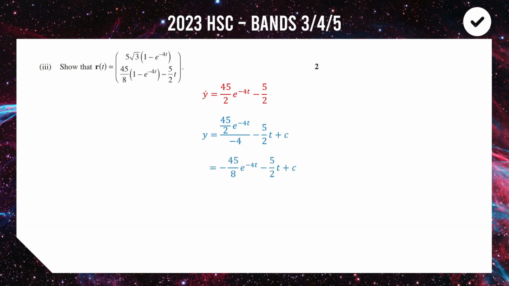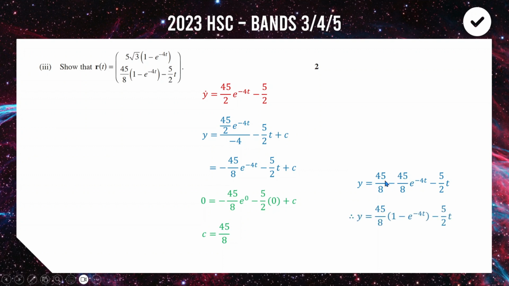Let's figure out what our constant is by using our initial conditions, which is that when t is equal to 0, we are at the origin, so y is equal to 0. So the 5 over 2 t is going to vanish away. E to the power of nothing is equal to 1, so we're going to get just negative 45 over 8 plus c is equal to 0. When we solve that by putting the negative 45 over 8 across the left, we get that the constant is equal to 45 over 8. Putting that back into our equation up here, it looks like this, and we're trying to make it look like this, and we're pretty close. All we've got to do is factor the 45 over 8 out of these two things. So 45 over 8 out the front, 1 minus e to the minus 4t, with the minus 5 over 2 t on the end.